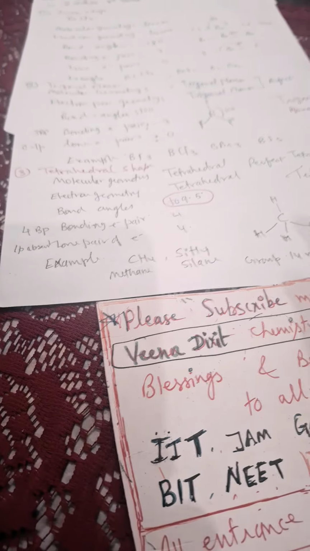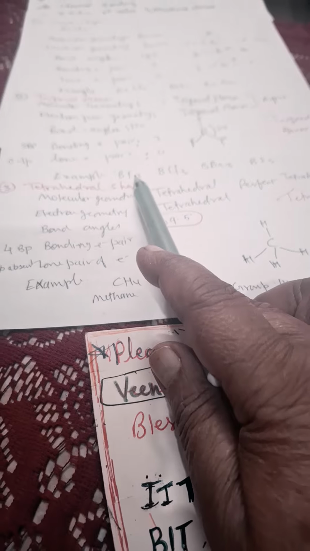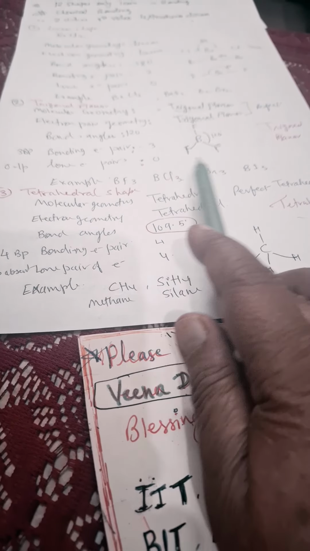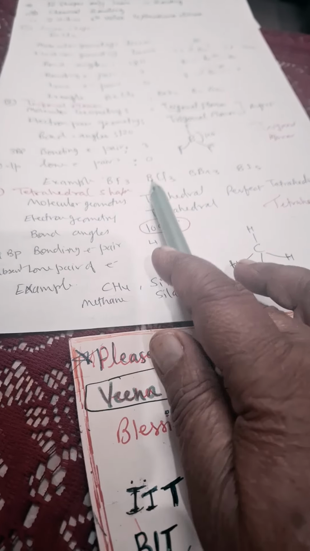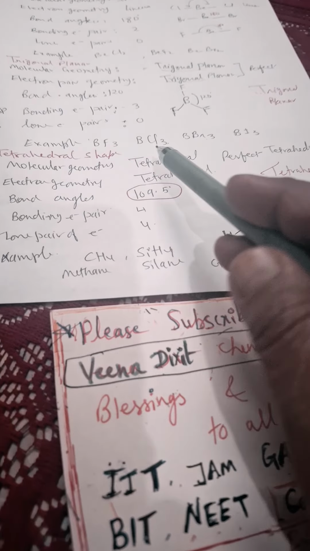Now examples: BF3, BCl3, BBr3 and BI3. Only the halogen changes, F, Cl, Br, I. Boron will remain the same: BF3, BCl3, BBr3 and BI3. Now we'll go for the tetrahedral shape.